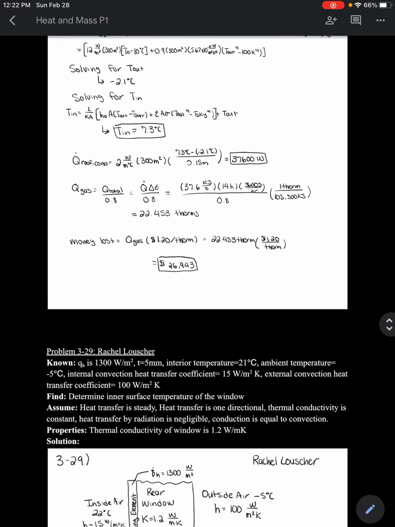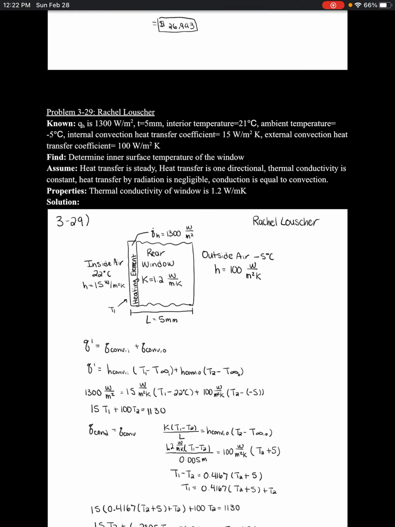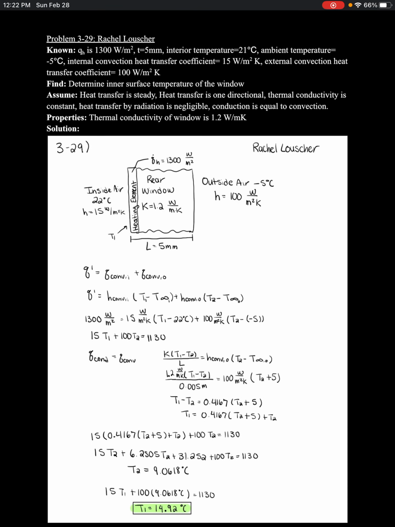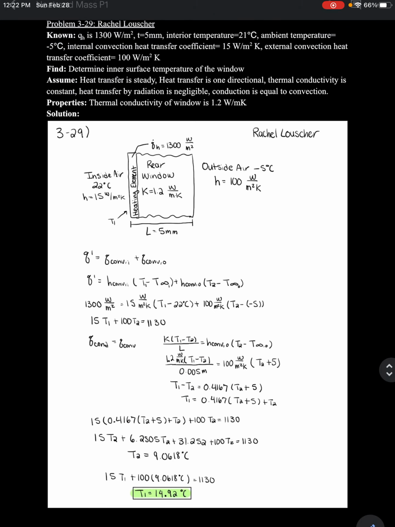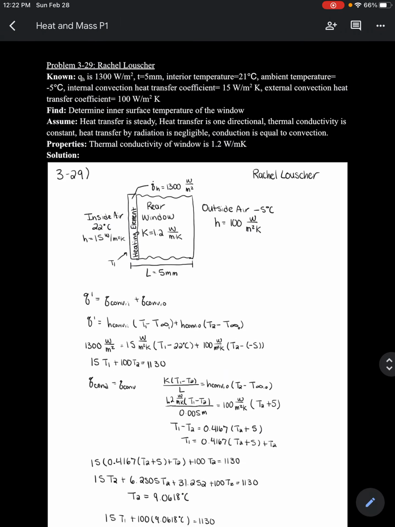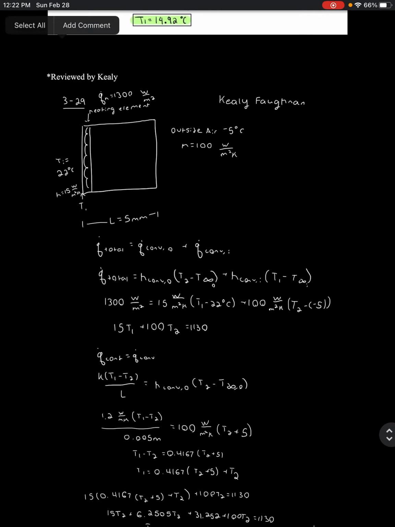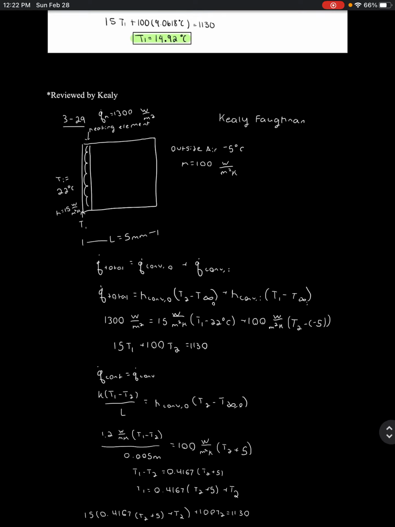So for this problem, the same assumptions and knowns are given. So we want to use heat transfer is steady, one directional, and thermal conductivity is constant. Also, heat transfer by radiation is negligible, and conduction is equal to convection. So for this problem, we have a heating element and a glass pane window, and we want to determine the temperature at the front of the heating element.